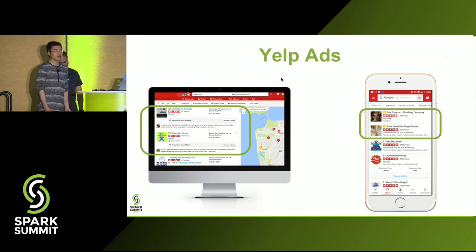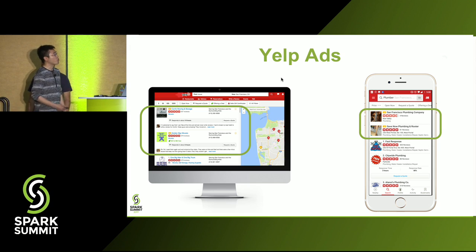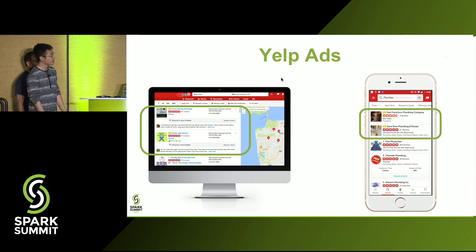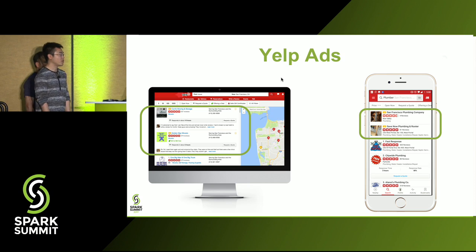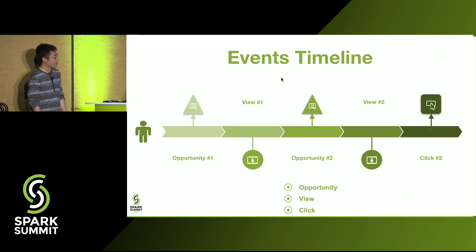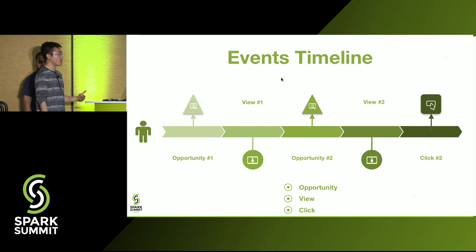When users come to our website and search for something, we will show our ads on top of the organic search result. This is one of the screenshots that I took the other day. You can see that the user can clearly see the ads on the top, and then the organic search results at the bottom. So what does this mean as a backend engineer in the ads team? Basically it means we have a series of events. When the user first comes to our website, we will see an opportunity to show an ad to the user, and we'll log the opportunity.